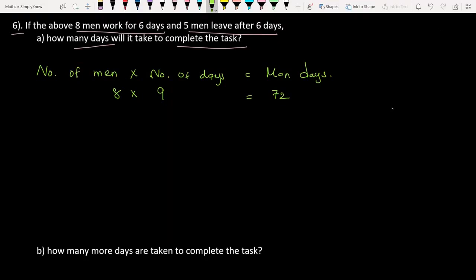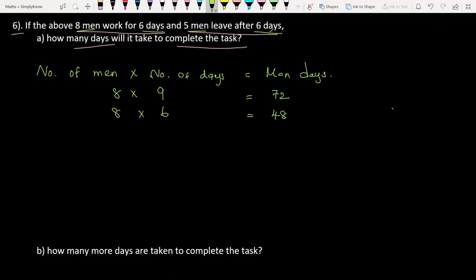But in this situation, if 8 men work for 6 days and 5 men leave after 6 days, this means 8 men work for 6 days. So let's find out the man days for 6 days. 8 men work for 6 days. 8 times 6. So this is 48 man days.